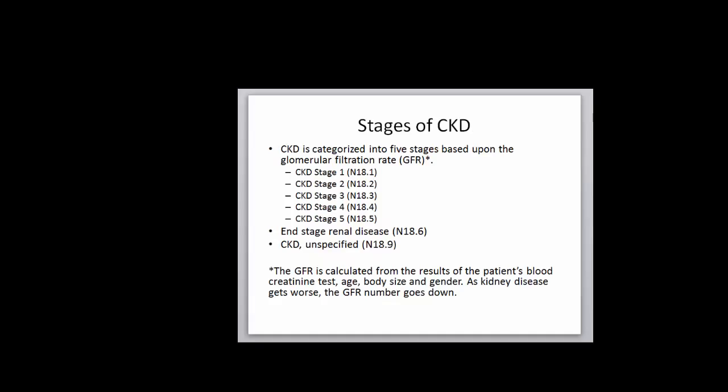Stages of CKD are based upon the glomerular filtration rate. I have here the components of that calculation, how the doctor comes up with that. But basically what happens is as your kidney disease gets worse, your glomerular filtration rate number goes down. So that is how these stages, stage 5 is worse than stage 1, for example.